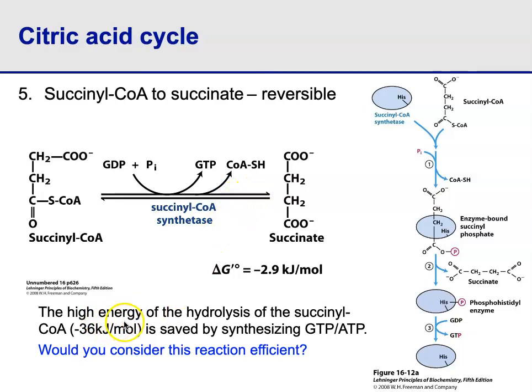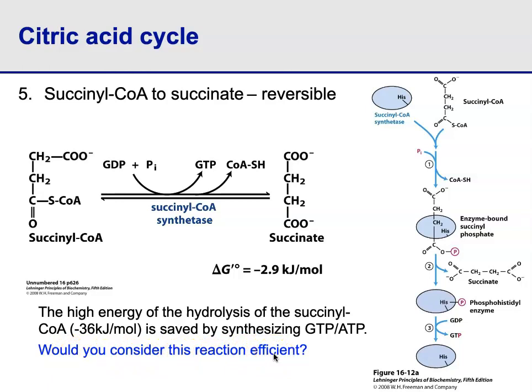The delta G of the high energy bond that succinyl-CoA carries is negative 36 kilojoules per mole, which is sufficient to generate a molecule of ATP, which, as you know, has a standard free energy change of 30.5. Now, the question I want to ask you: would you consider this reaction to be efficient?